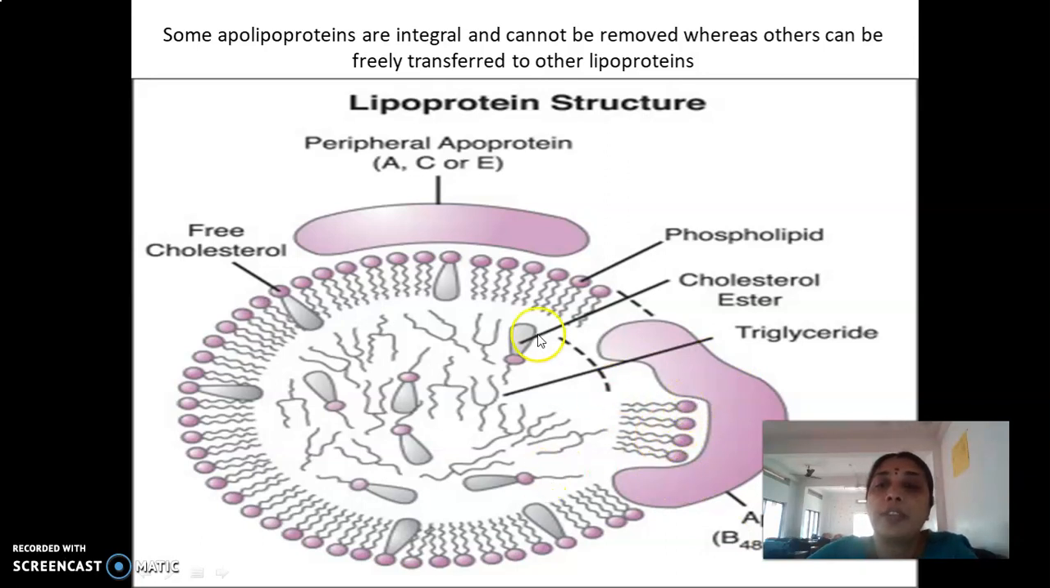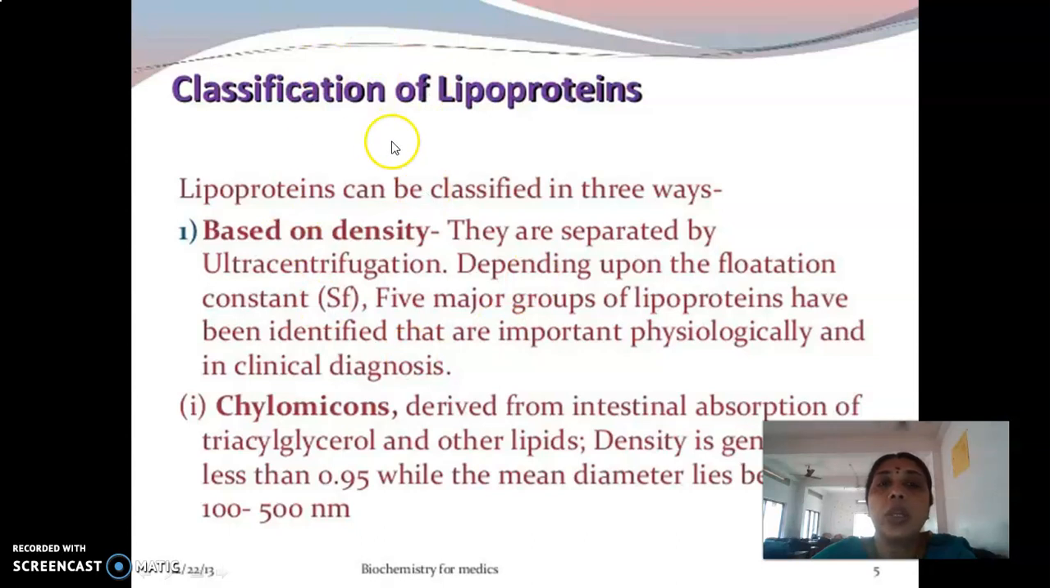Clear? So this is the phospholipid. This is a free cholesterol, right? This is the TG. This is a cholesterol ester. This forms the general structure of a lipoprotein. Some apolipoproteins are integral and cannot be removed, whereas others can be freely transferred, and they are known as peripheral apoproteins.